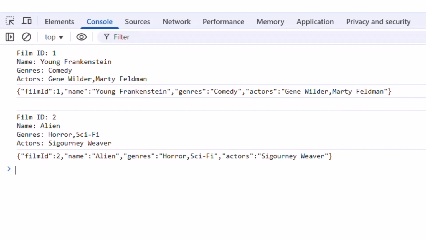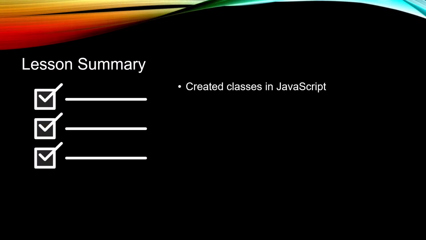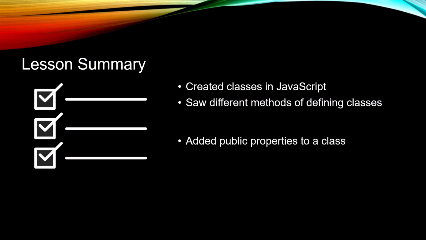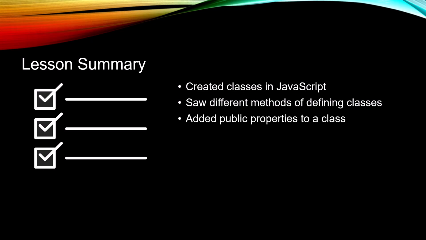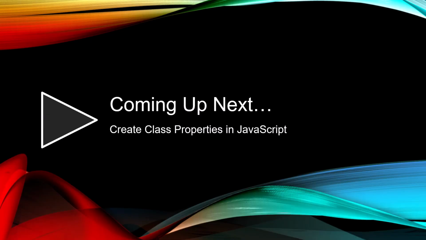So methods help us encapsulate and help us get functionality inside of where the data is located that I want to do something with. So in this lesson, we created classes in JavaScript. We saw different methods of defining classes. We added some public properties to a class, created constructors with and without parameters, and created a couple of public methods. Coming up next, create class properties in JavaScript.